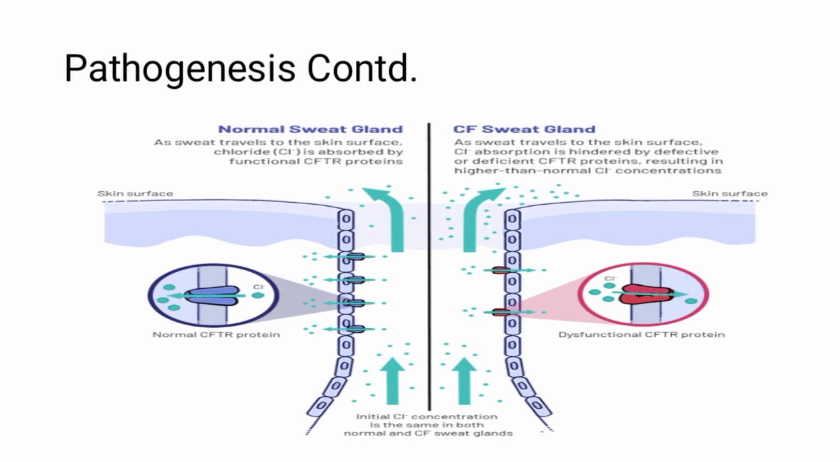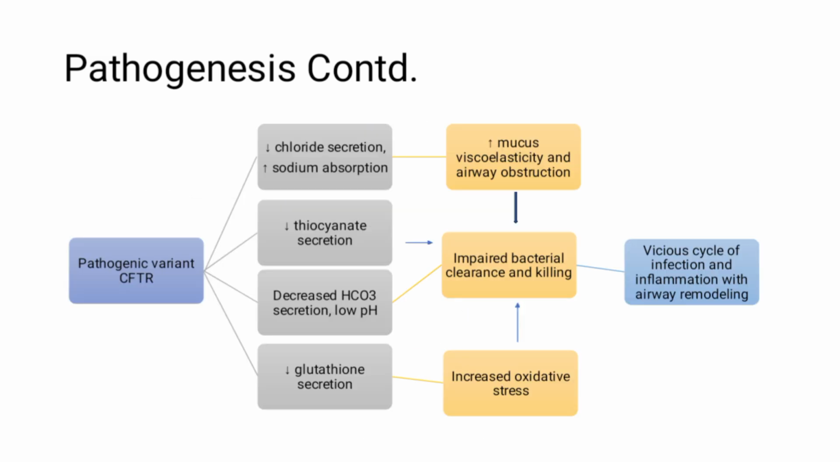So when it is mutated, this chloride ion remains in the secretion, and there will be a high chance of evaporation of this chloride into the atmosphere. So ultimately, the net effect is decreased chloride ion secretion along with increased sodium absorption, and decreased bicarbonate secretion causes low pH.